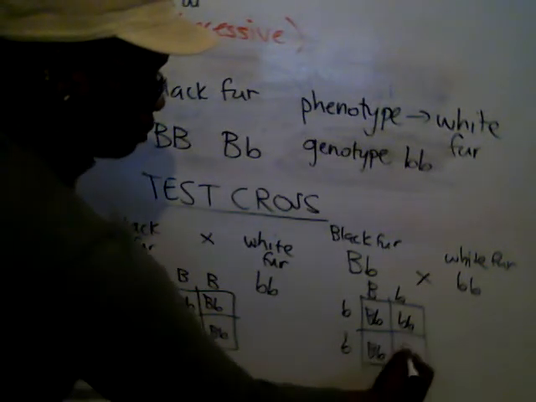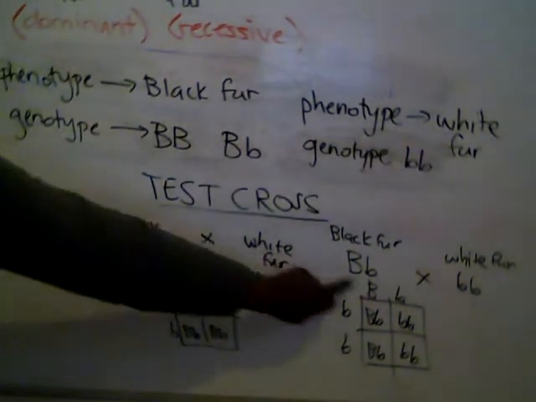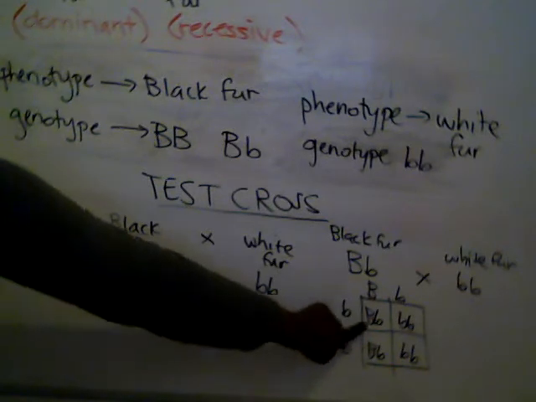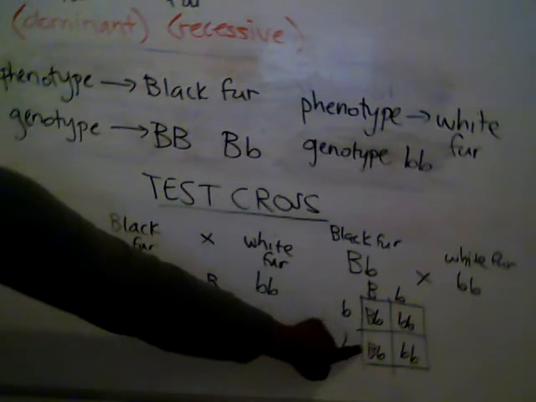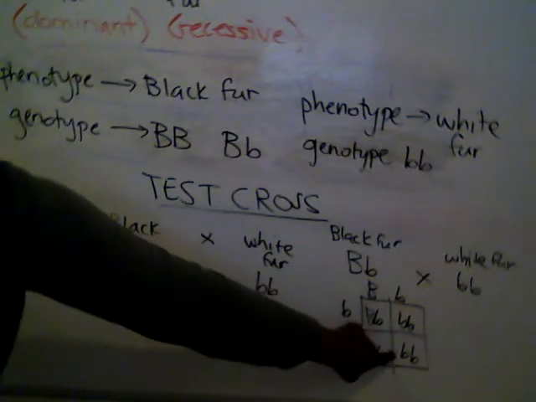Now we actually are able to see that hypothetically, if that black rabbit were big B, little b, we have a little more variety. We could actually have half, or 50%, could be black. Half of their offspring could be black, but half of their offspring could also be white.